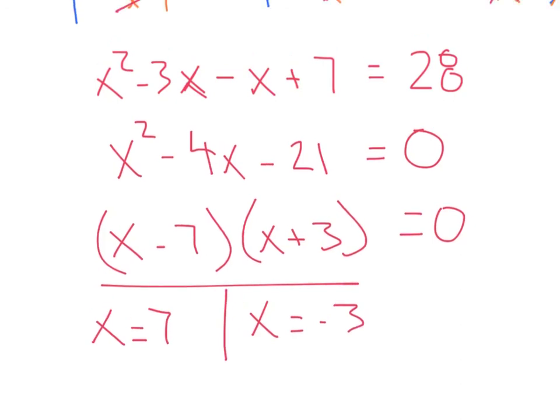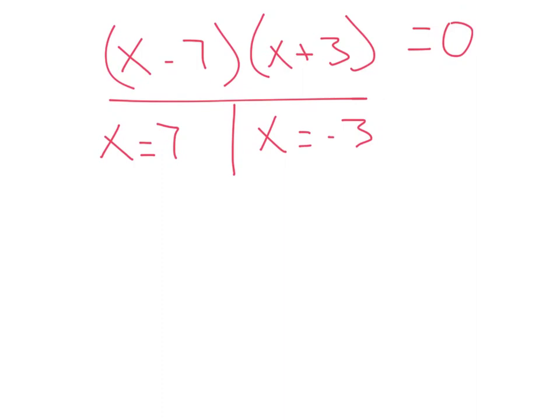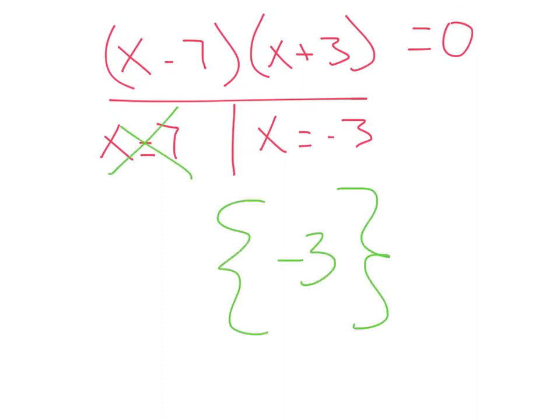Can we accept both of these answers, or do we have to reject one? Well, remember, by looking at the original denominators here, we had domain restrictions. We said that x cannot equal 7. We said x cannot equal 0. So we're going to go down here and reject the 7. And our official answer is simply negative 3 by itself.